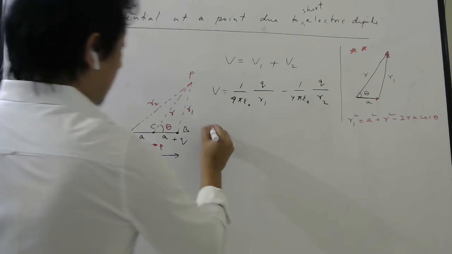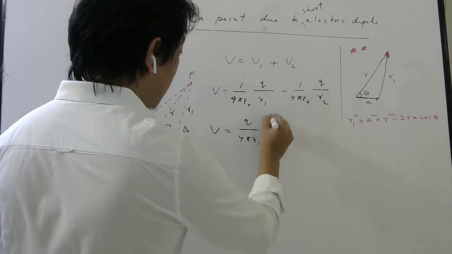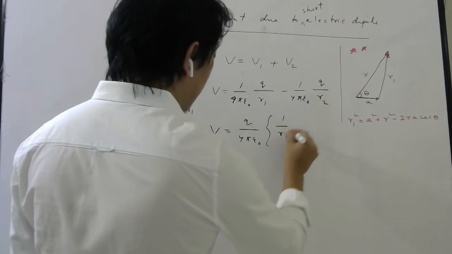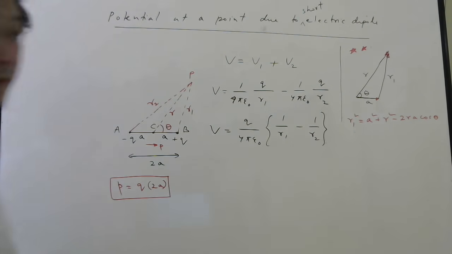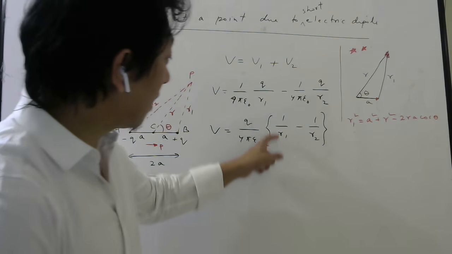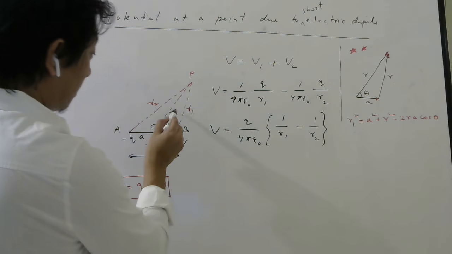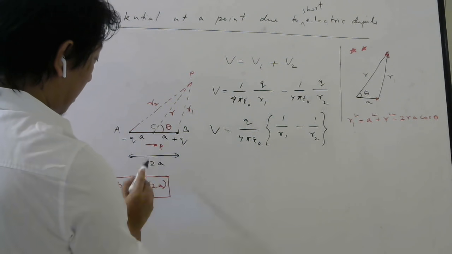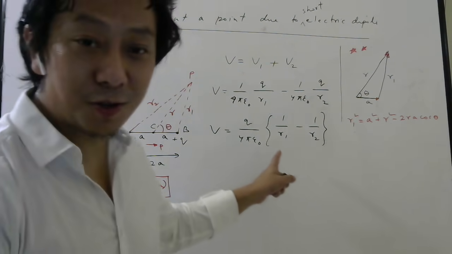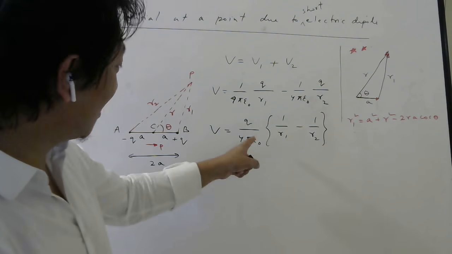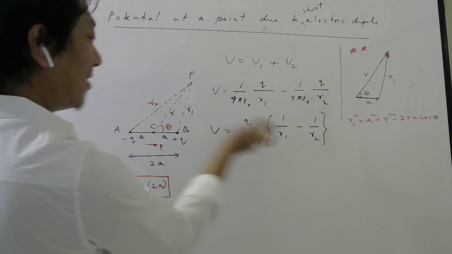So now if I take Q by 4 pi epsilon naught common, what will be left? 1 by R1 minus 1 by R2. So we need to find 1 by R1, 1 by R2 in terms of given quantities. Given quantities are R, theta, and these charges and this distance. You cannot stop here. You cannot say, sir, I found the formula like that. Yes, if you know this distance and this distance, then you can use this formula.